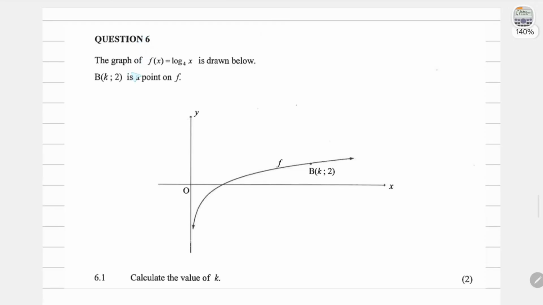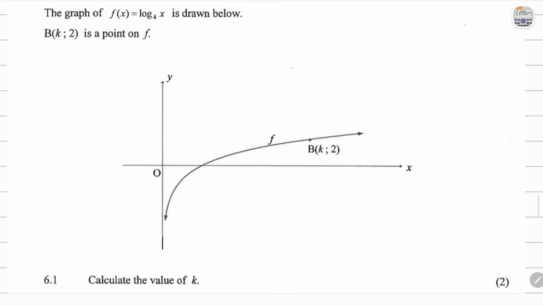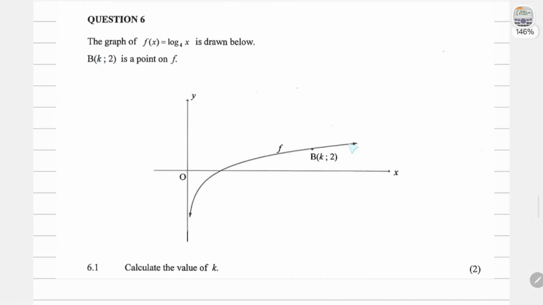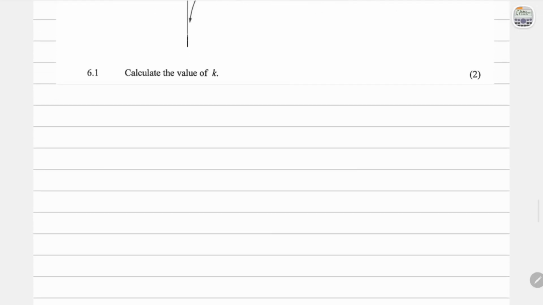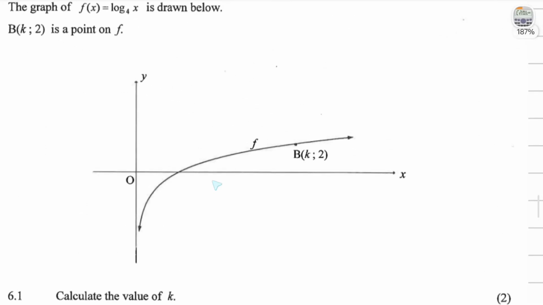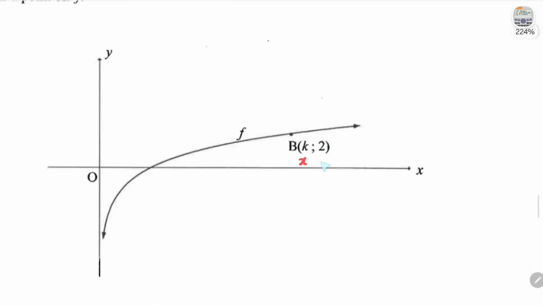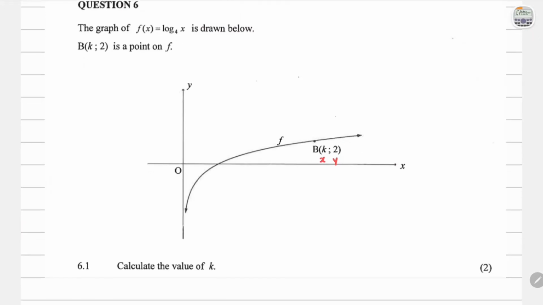Question 6 says the graph of f of x equals log x with base 4 is drawn below, and we have B, which is (k, 2), and it's a point on f. 6.1, we have to calculate the value of k. Just look at it like this. This is the graph of f. k is the x value, 2 is the y value. Substitute that point into this graph, and that will give you the value of k.